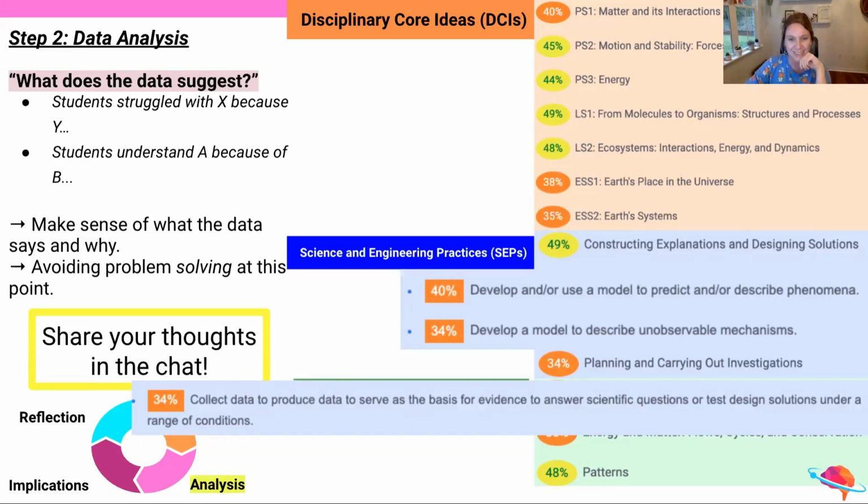Any other thoughts that you have too, Brendan? I just think the constructing explanations and the engaging in argument from evidence may be qualitative things where we're looking at sentences and pulling information and citing this evidence. And this may be quantitative where we're looking at data sets.